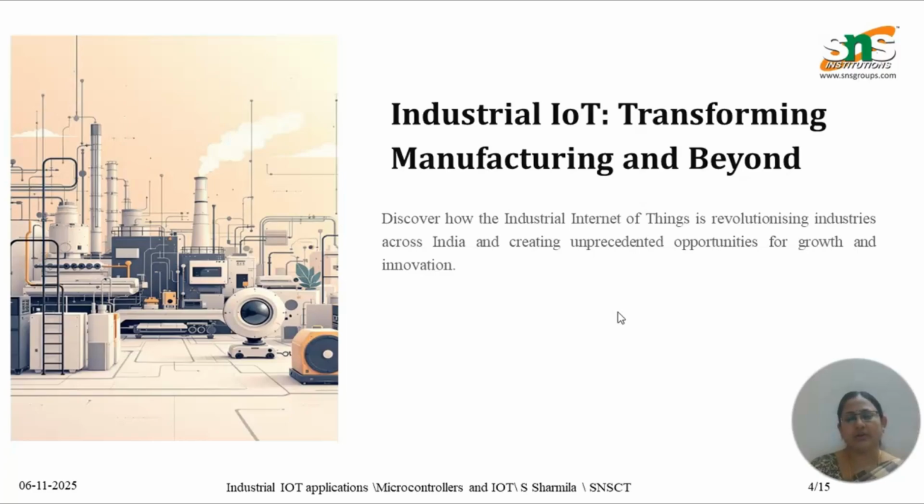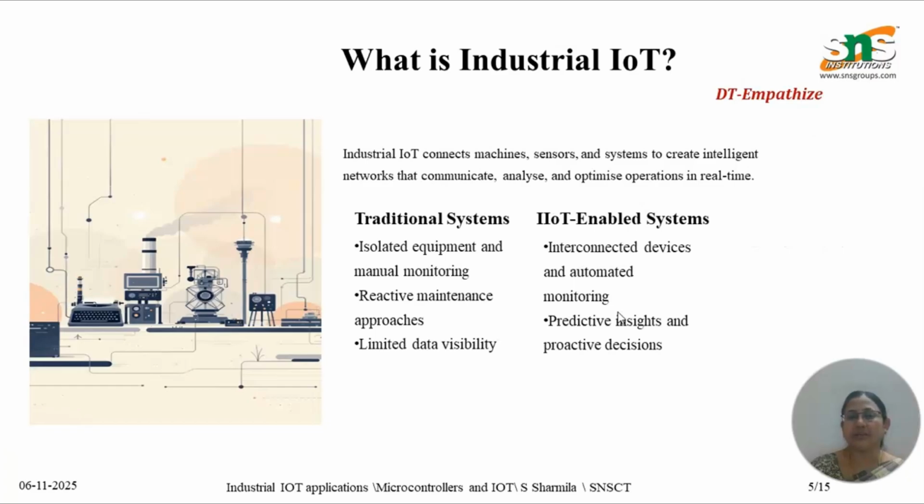Now we are going to define what industrial IoT is, from the design thinking empathize stage. To understand the IIoT, let us compare traditional industrial systems with IIoT-enabled systems. First, the traditional industry systems. Traditional factories depend heavily on isolated equipment, manual inspections and reactive maintenance. So equipment failures are unpredictable and decision making is very slow.